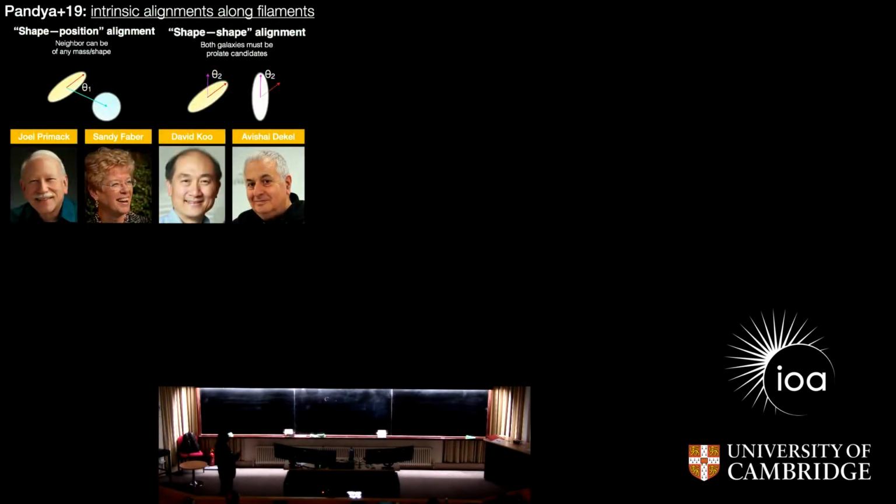So back when I was in grad school with my advisors at the time, Joel Primack, Sandy Faber, David Koo, Avishai Dekel, some of the pioneers of galaxy formation modeling and observations in the 70s and 80s and 90s, the reason I got into this field is that we proposed that if these galaxies are actually forming along filaments of the cosmic web, they should actually point towards their neighbors and towards each other on very large scales, tracing out filaments, almost like if you have light bulbs strewn along strings, right?